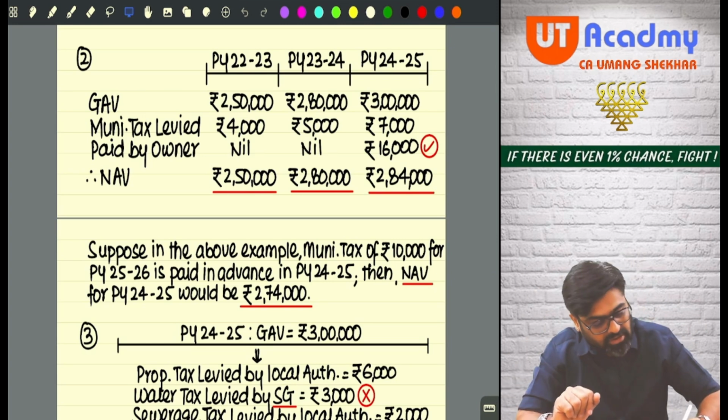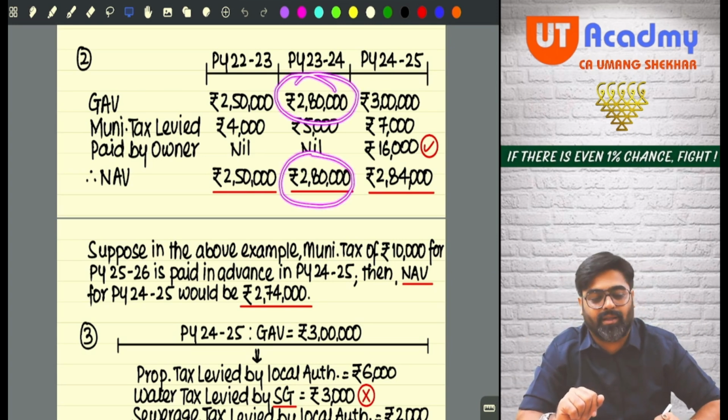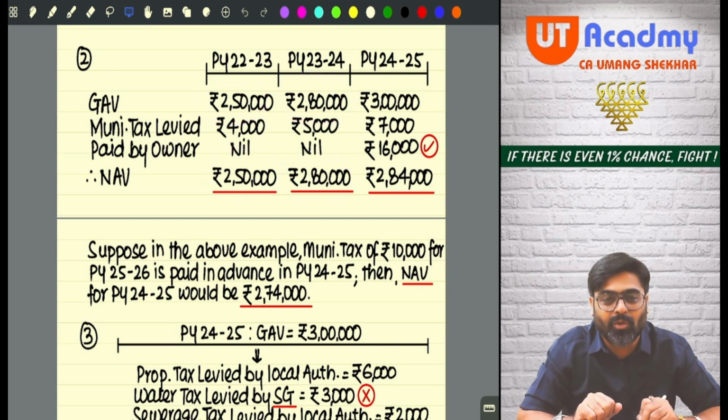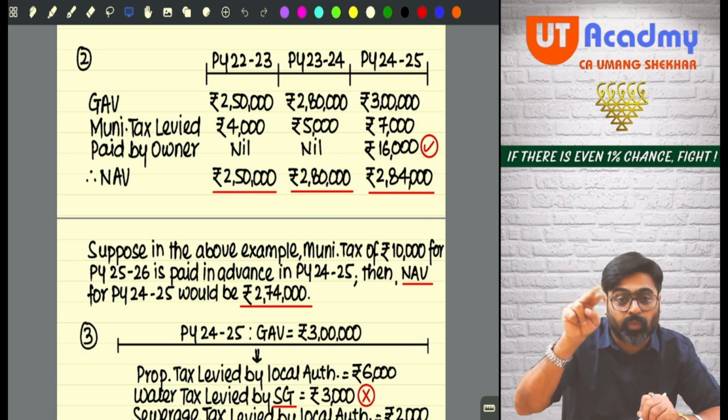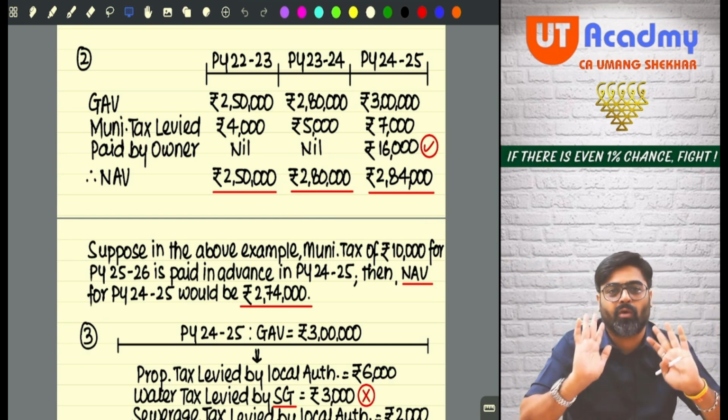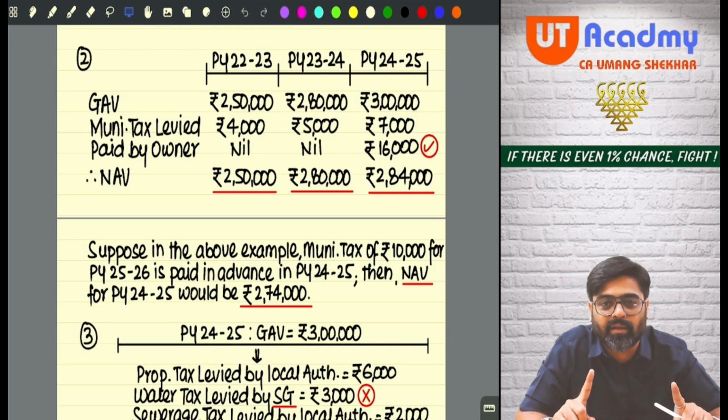Because in earlier years your GAV was 2,80,000 and 2,50,000 without taking any deduction for municipal taxes, because those municipal taxes for those years were not paid in that year. So now you are paying, take the deduction now. Getting my point, everyone?